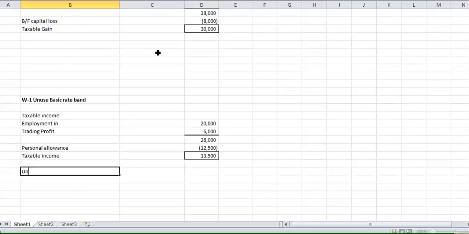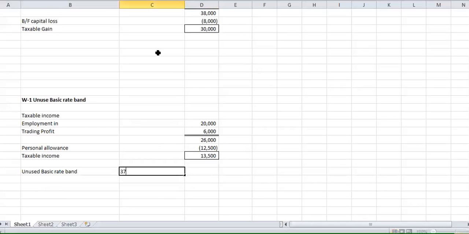Now let's calculate the unused basic rate band. Students, as you all know, the basic rate band has a fixed amount of £37,500. Then we will deduct 13,500, and this is your answer.